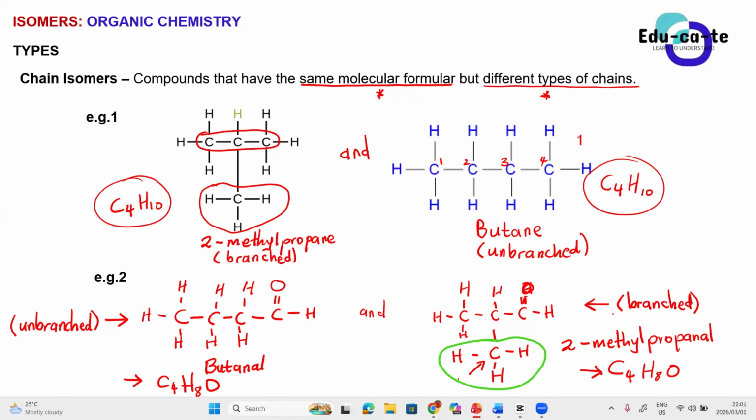So do you guys now understand what chain isomers are? Yes, I understand, sir. What about everyone else? Are you guys understanding what chain isomers are? Yes, we understand. Yes, so that chain is just a specific type to explain that their structures are different because one is a branched chain, another one is an unbranched chain. So they are different types of chains. Hence, we call them chain isomers. Are we guys clear on that? Yes, sir. Okay, awesome, guys.